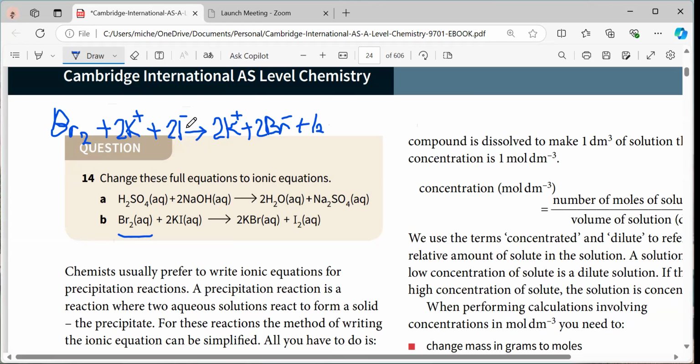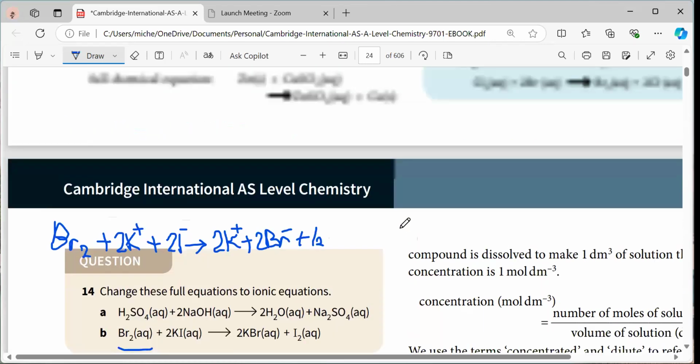Okay, so now we have transformed the compounds to their ionic form. So we are going to find that it's actually the same. Like, how do you call this?